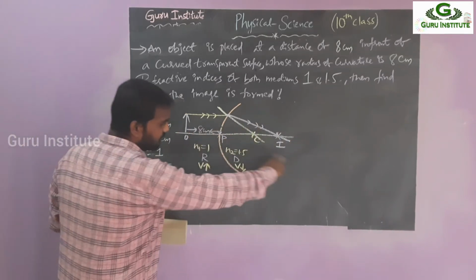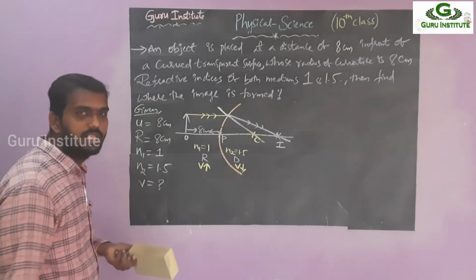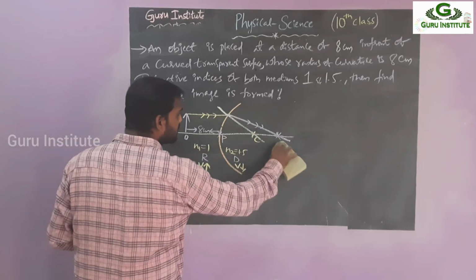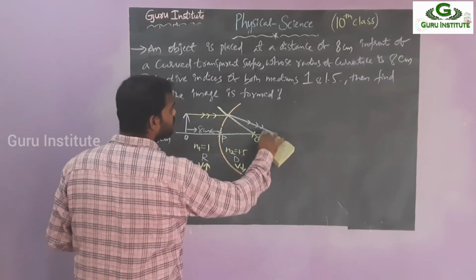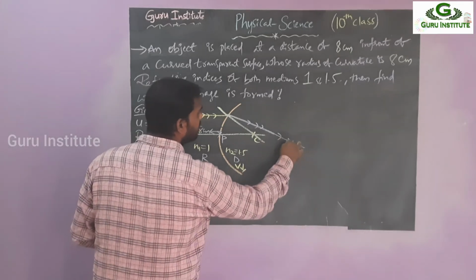If you take the other ray, wherever they meet, the image will be formed there. For rough understanding purpose, I am drawing this one. Or otherwise, just remove this one. The rays are going like this, and wherever they meet, the image will be formed.